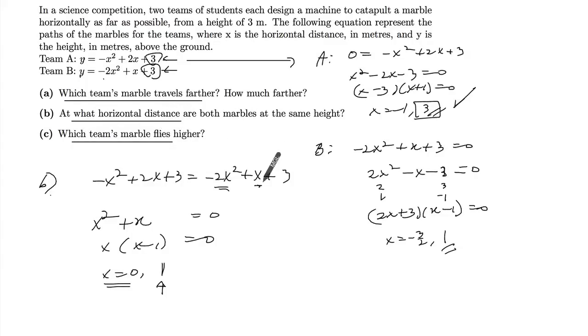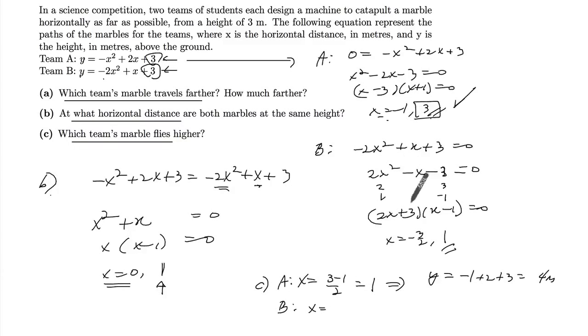Which team's marble flies higher? This is asking for the maximum height, which is the y-coordinate of the vertex. So for part A, let's get the midpoint between the two x-intercepts. So it's 1, and let's plug that into the original equation. You get minus 1 plus 2 plus 3, so it has a maximum height of 4 meters. This is for Team A. For Team B, the middle value between the two roots, if you add them, you get negative a half, so negative a quarter.